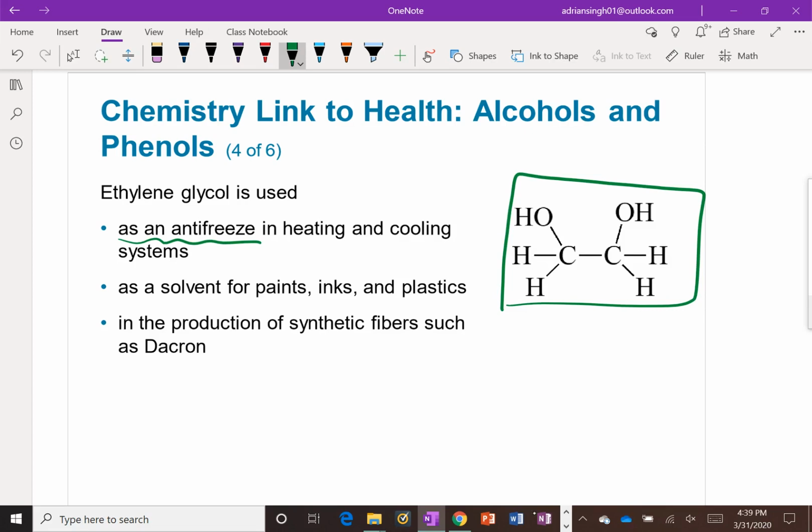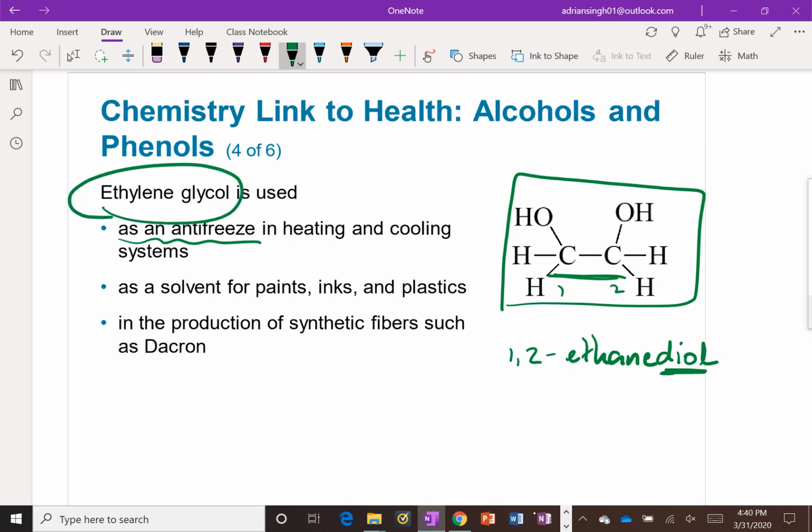All right, so if we had to name this one, our longest carbon chain here is 2. And here we don't have just one OH, we have 2, so it would be ethane diol, and then the 2 OHs are on carbons 1 and 2, so we'd say 1,2-ethanediol. That's the IUPAC name for ethylene glycol. Ethylene glycol is the common name for this thing.